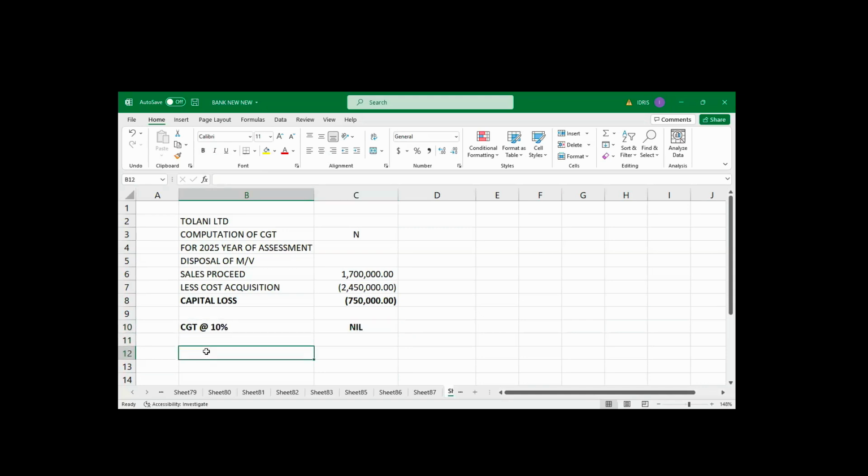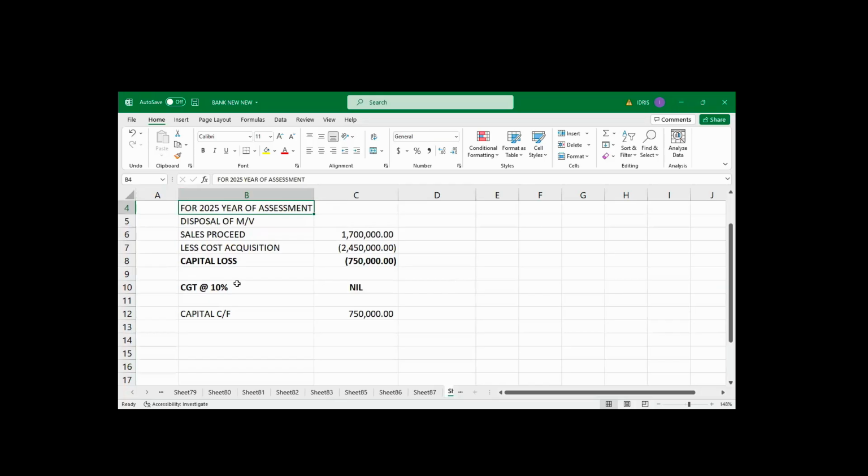After this, you now say capital loss. Capital loss carry forward. How much capital loss am I carrying forward? 750,000. Do you understand? So that is the first year of assessment.